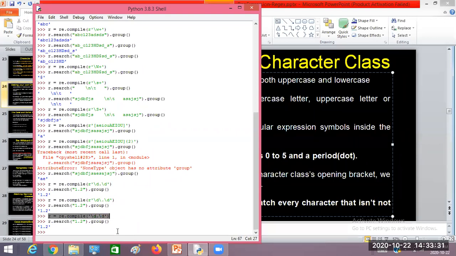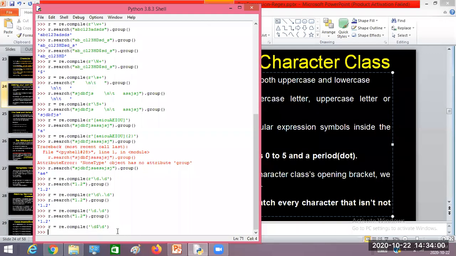Let us try and check with another one. I'll put a dollar symbol here. We have already experienced the dollar symbol. What is the purpose of the dollar symbol? Ends with. It ends with the end of the line, that is, data ends with a digit.